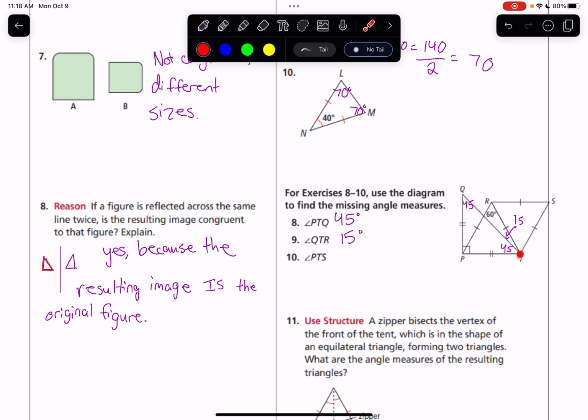And then finally, angle PTS. Angle PTS is the entire thing right here. I know that RTS must be 60 degrees because triangle RTS is equilateral. So I have 60 plus 15 plus 45. That's 60 plus 60, which is 120 degrees.